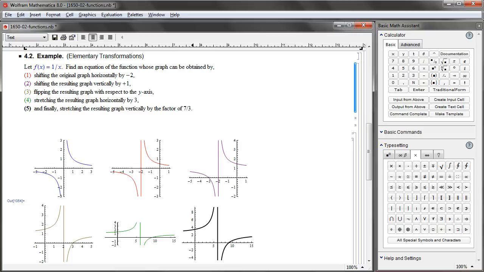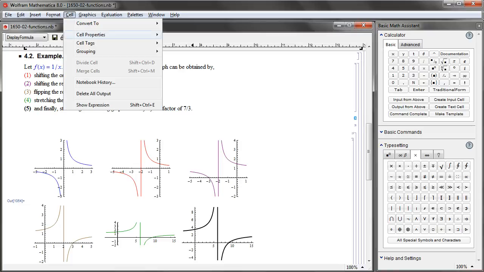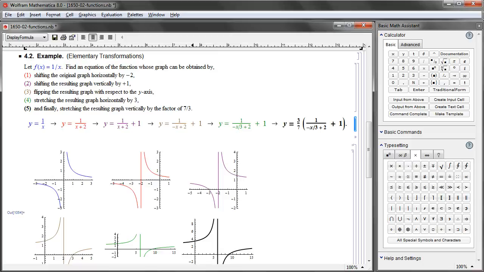Okay, let's go over to algebraic expression for each of these, and it kind of goes like this. We begin with y equals 1 over x, that's the original, and then we apply horizontal shifting by -2, so x is replaced by x minus of -2. So we end up with x plus 2, and that's going to give me the red graph.